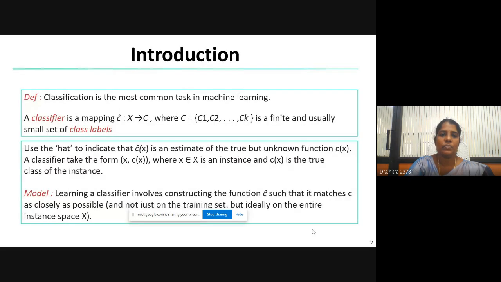Among the commonly used performance measures, first we should know what classification is. It's one of the most common tasks in machine learning. The classifier maps the given data into different classes. Suppose there are classes from C1 to CK, the entire data is mapped into different classes based on the class labels. For that, we use training as well as testing. Training is used to develop the model, and testing is used to identify whether the developed model is correct or not.